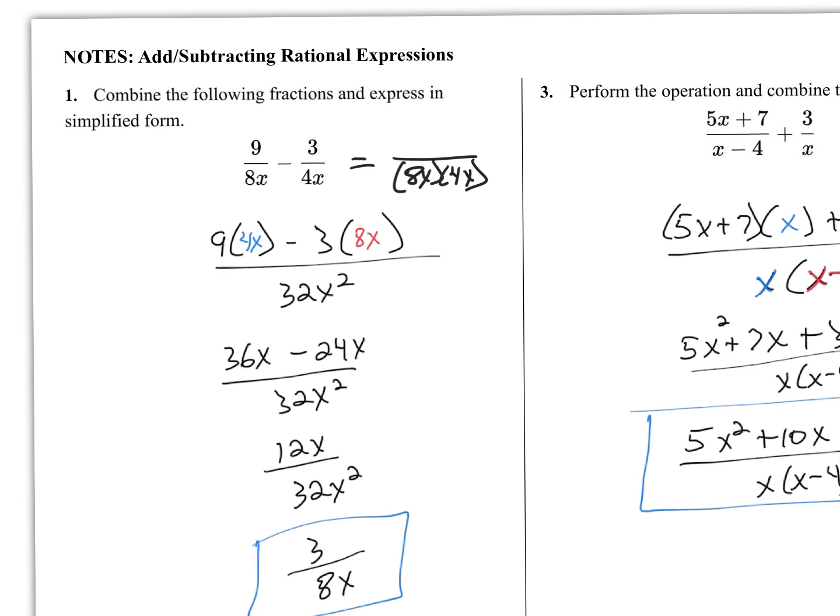Now all of that is over the common denominator of 32. 8 times 4, 32, and then x times x is x squared. Then you just have to multiply and do the subtraction and simplify. So 9 times 4x is 36x, and then negative 3 times 8x is negative 24x. So 36x minus 24x is our 12x, all over 32x squared.